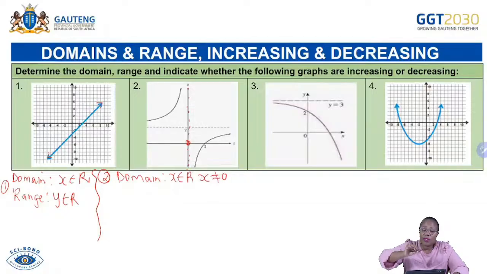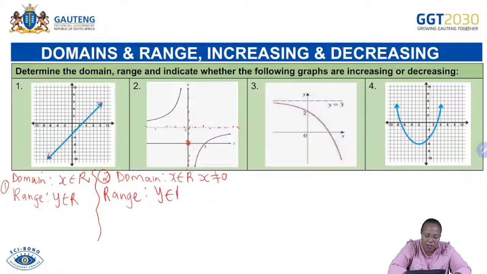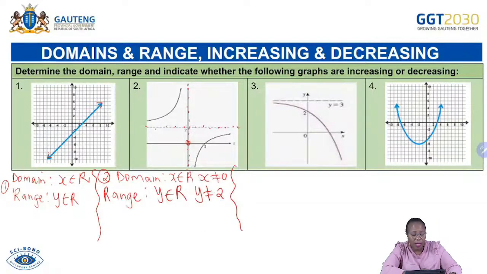The same applies with the y one. I can move around with y, but I'm restricted that I must not touch that line. That means that will be the accepted line, except y equal to 2. That means now the range will be in exception that y must be an element of real numbers, but y must not be equal to 2. That is the domain and range for the hyperbola. Each will be 2 marks in terms. And then number 3, now we are looking at the exponential one.